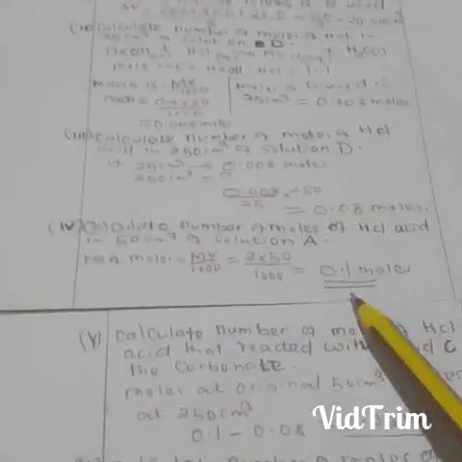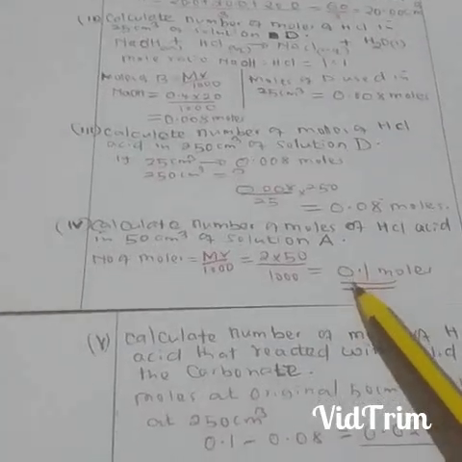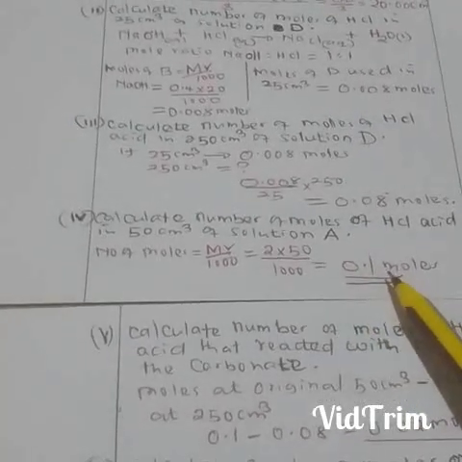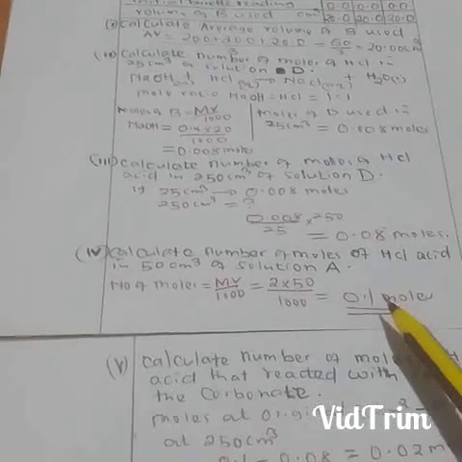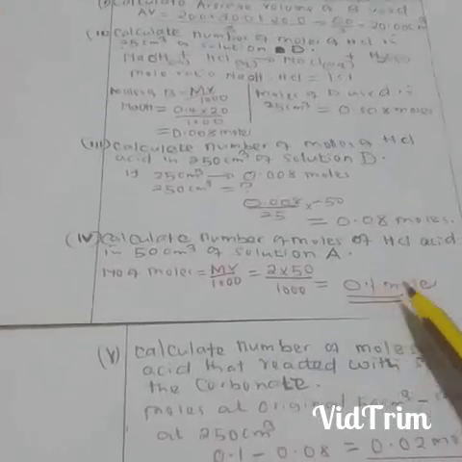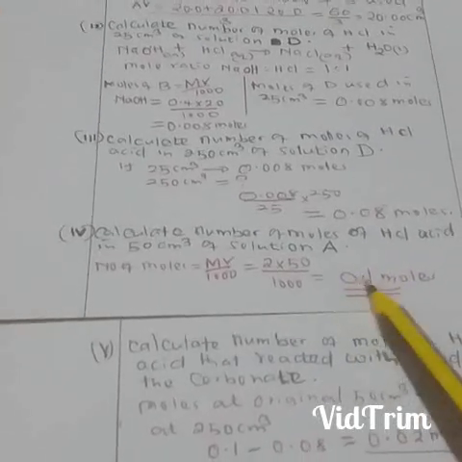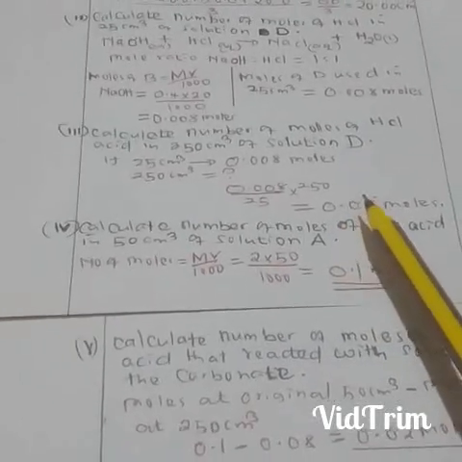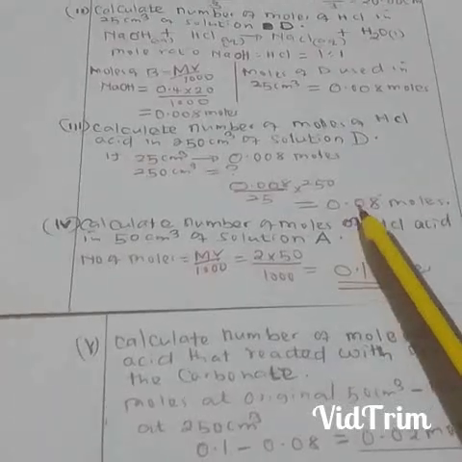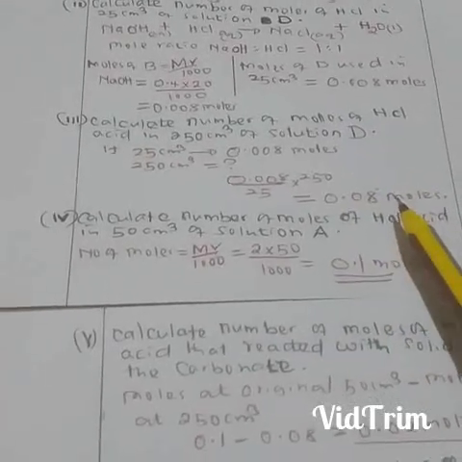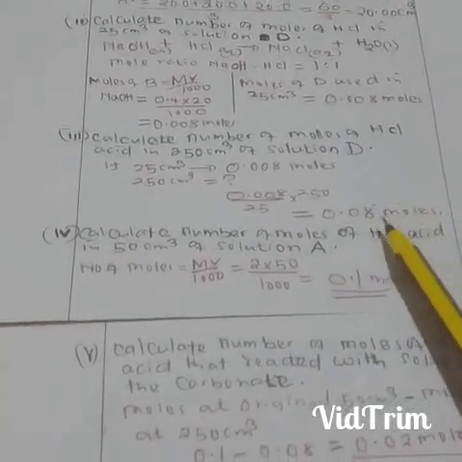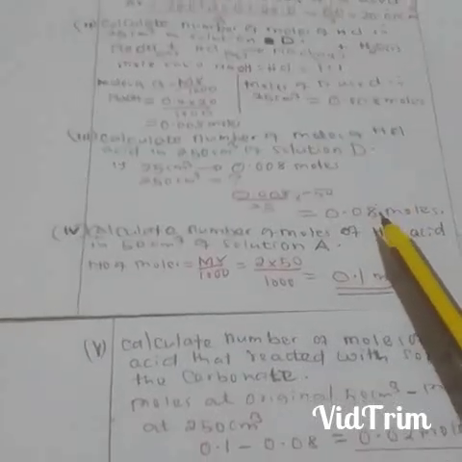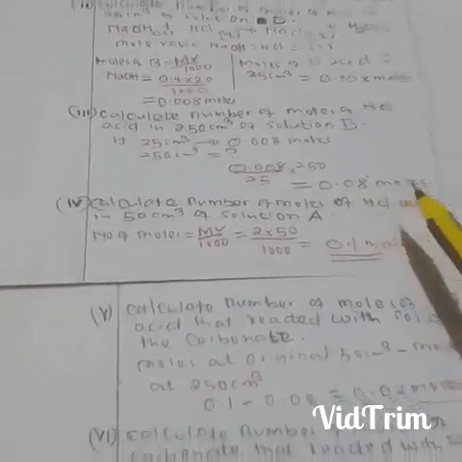But before reacting with the carbonate, my student, the number of moles was 0.1. Is it okay? So how do we get the moles of the acid that reacted with the carbonate? So we take the original mole, which is 0.1, then we minus the moles that are remaining in 250, which is 0.08 moles. Simple imagination and simple subtraction. Is it okay, my student?